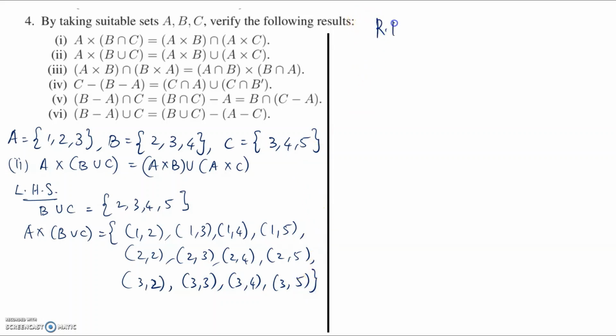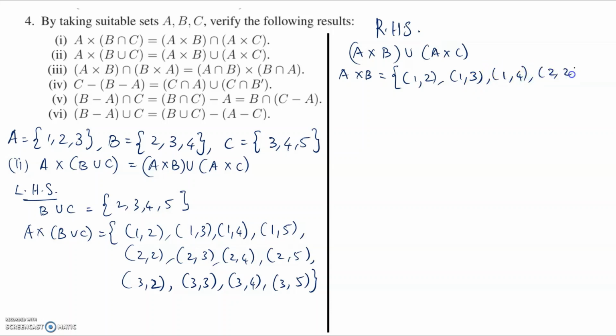Similarly, let's take the right hand side, which is A Cartesian product with B union A Cartesian with C. We have to prove that the left hand side is equal to this. So let's take A Cartesian B first. So that will be equal to 1, 2, 1, 3, 1, 4, 2, 2, 2, 3, 2, 4, 3, 2, 3, 3, 3, 4.